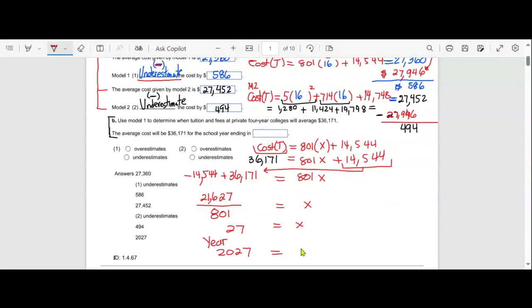27. Exactly. So the year will reach 36,000 in what year? 2027. Right. So the cost or the fees will be 36,171 in what year? In year 2027.